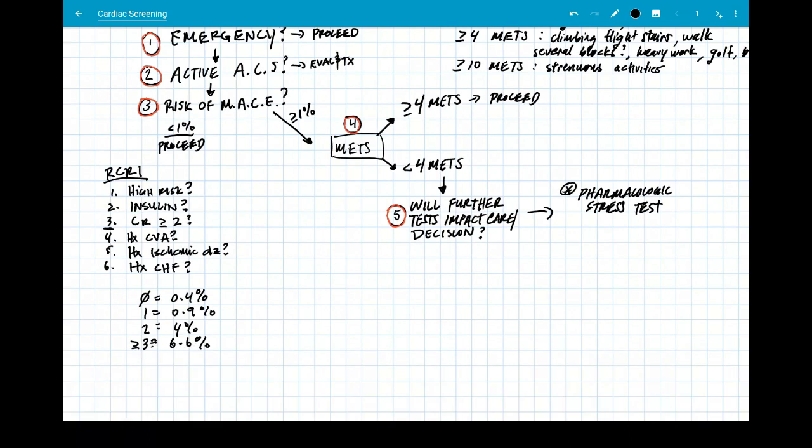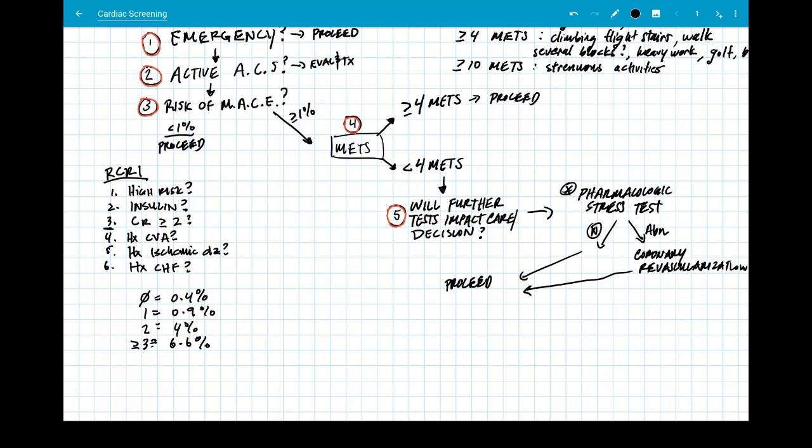If the pharmacological stress test is normal, then you proceed to surgery. If it is abnormal, then you undergo coronary revascularization, and then proceed to surgery.